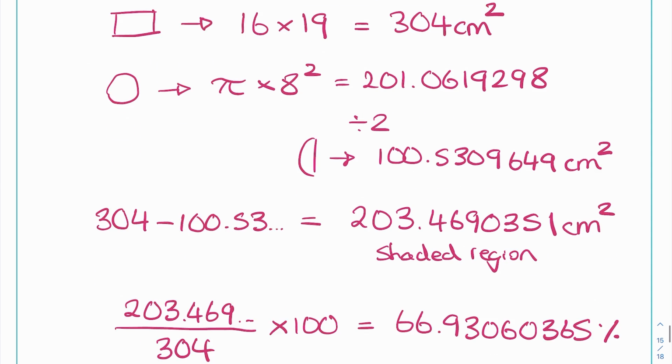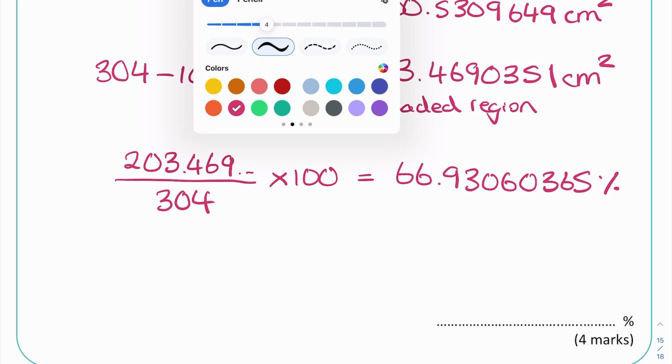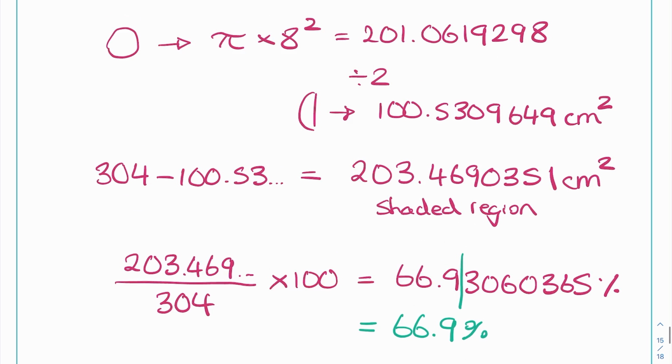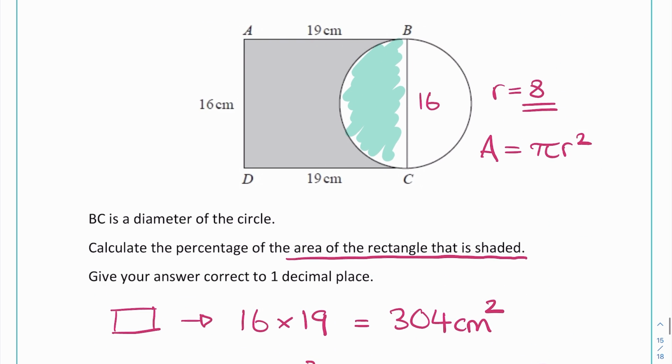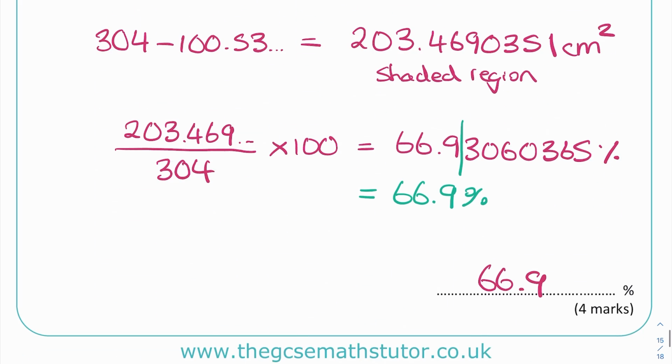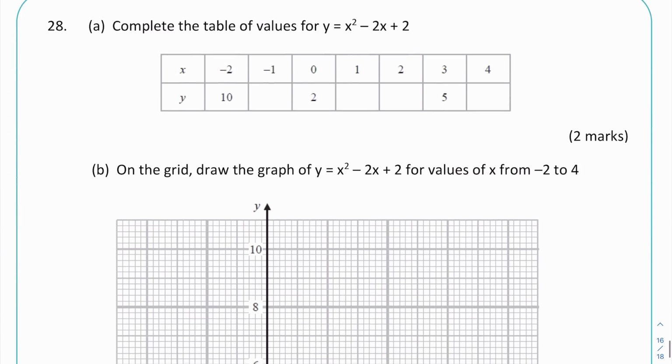The question has said give my answer to 1 decimal place. So if I chop it after the first decimal, after the line is a 3, so it's not going to change, it's going to be 66.9%. And there we go, that's going to be my final answer, so 66.9. And there we go, that is percentage of an amount, where we also had some shaded regions, including area of a circle. On to the next question.